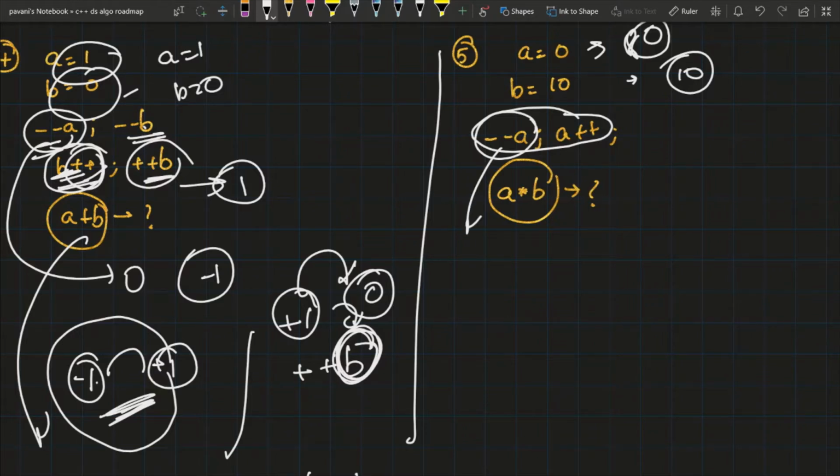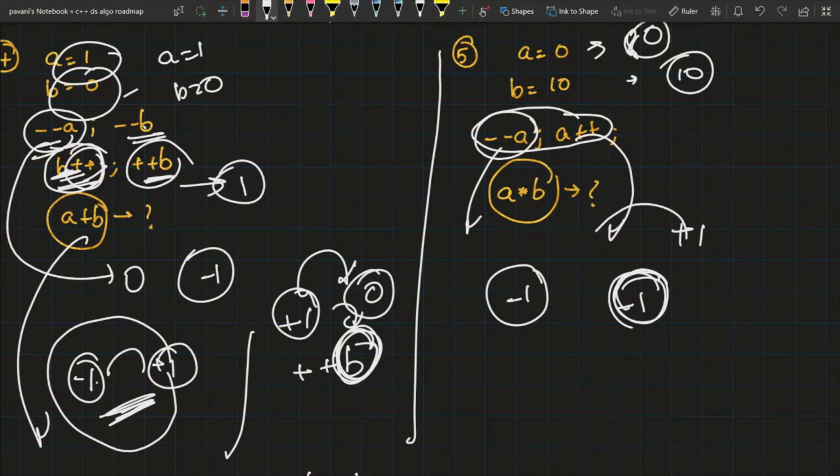Pre-decrementing a. What is the value of a? 0. Pre-decrementing means the 1 is directly deducted here, no hanging around in the air. Pre-decrement or pre-increment, no hanging of 1 in the air, so the 1 is directly decremented from this 0. 0 minus 1, how much? -1. And now post incrementing, the value of a is -1 and the +1 is hanging around in here.